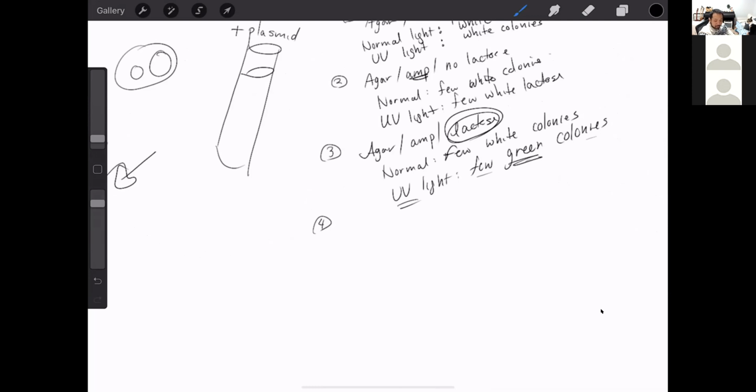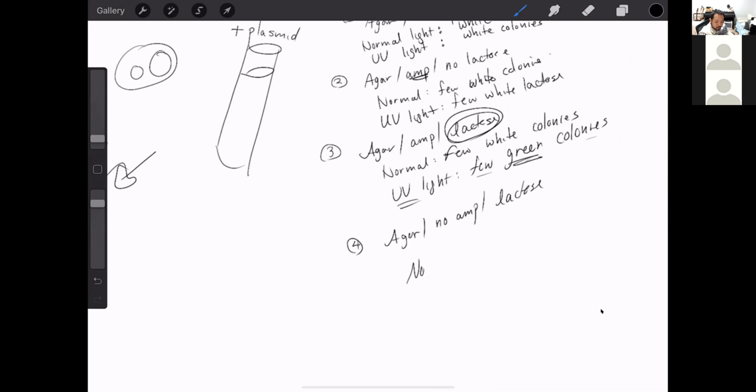But why not in normal light? In normal light, because remember, fluorescence only happens under UV radiation. So you just need to shine UV light, you know? So that's, yeah, it is what it is. But I think we have one more, right? We want agar, we want no ampicillin, and then we want to put lactose. So let's predict what's going to happen here.